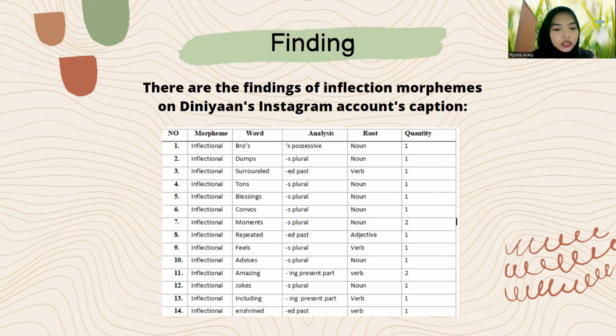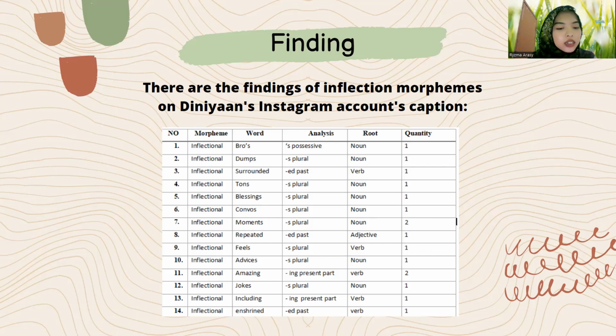Number 11 is amazing, the analysis is present participle. As verb, the quantity is 2. Number 12 is jokes, the analysis is plural. As noun, the quantity is 1.